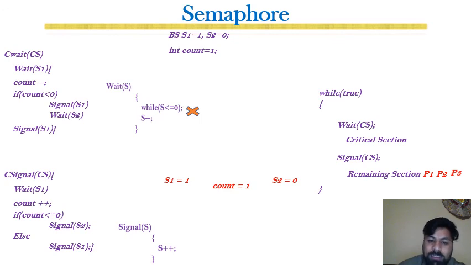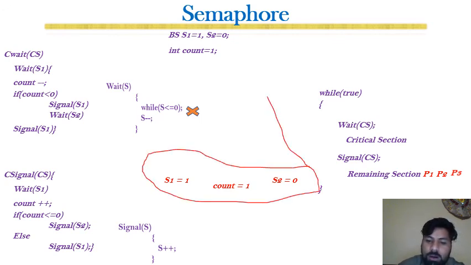So you can see here that finally the values of these variables are in accordance with the values they initially had: S1 equal to 1, S2 equal to 0, and count equal to 1. So this is how counting semaphore is used. Counting semaphore is implemented using binary semaphore.